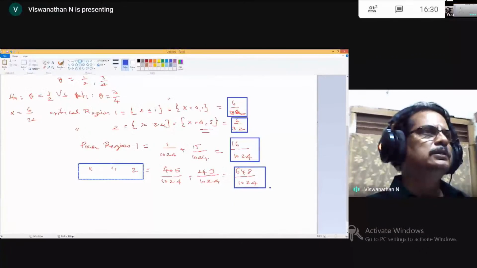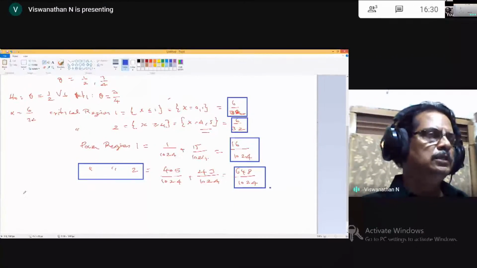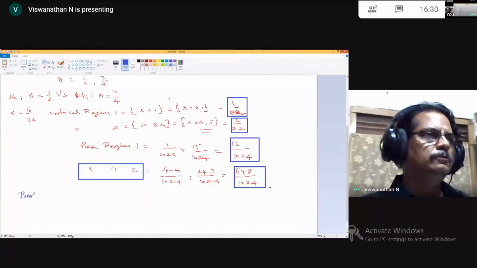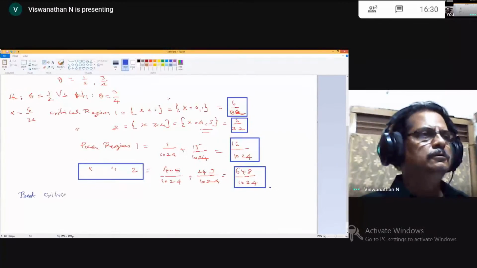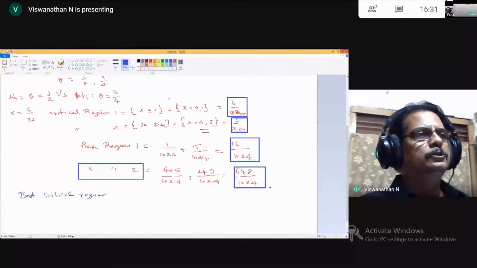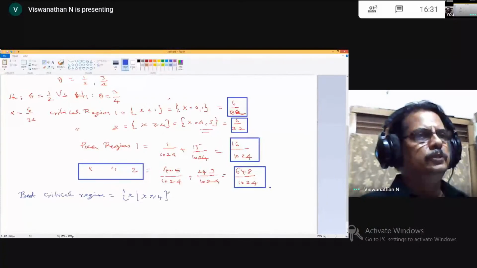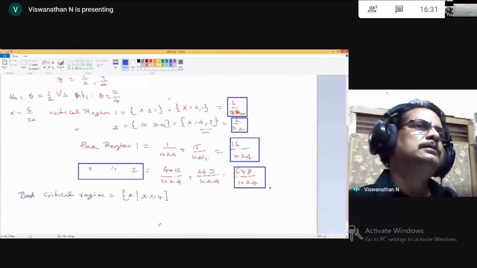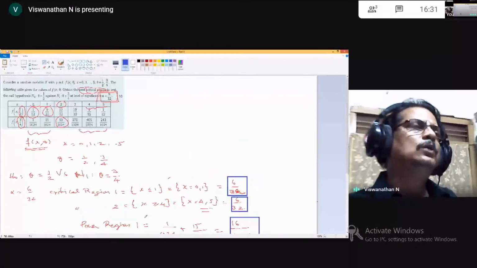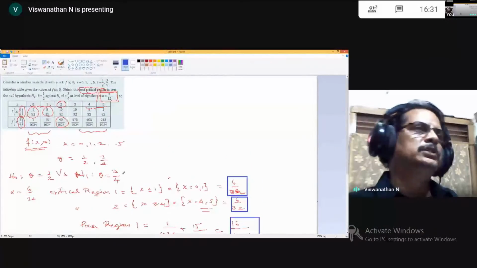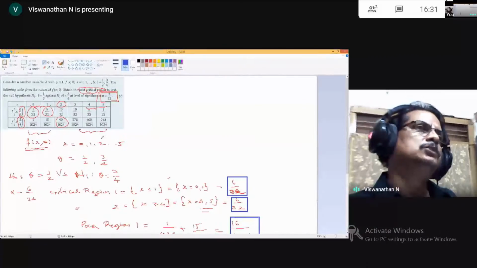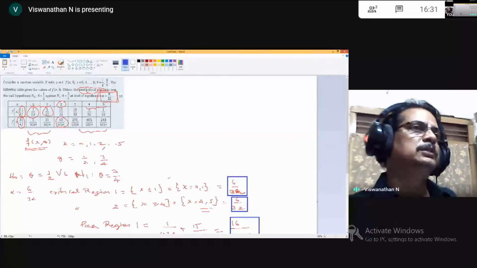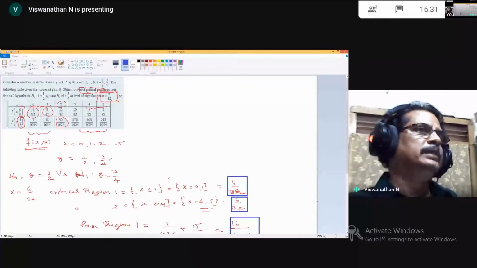So the answer should be: the best critical region is the set of all X such that X is greater than or equal to 4. That's all. When you know the concept of power, we can derive this, because here there is no integration involved. It is given in the table, so the concept is more involved. In the previous problem, integration requires more time, so you should be very careful.